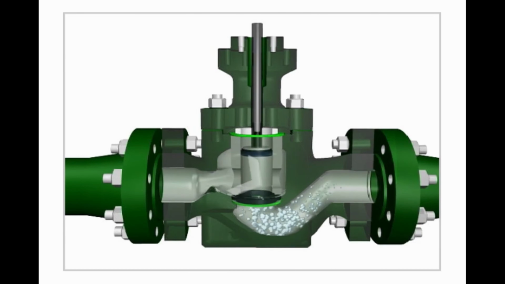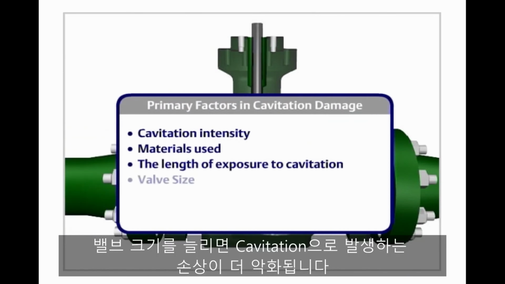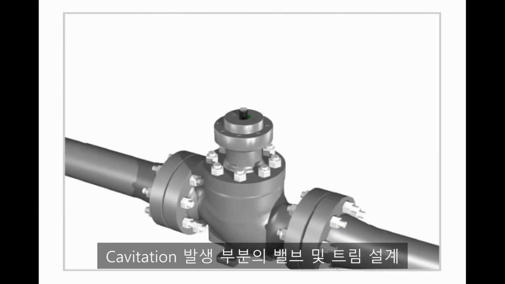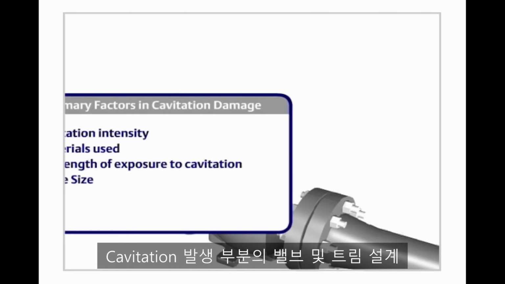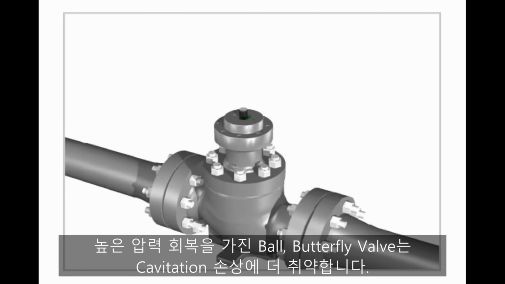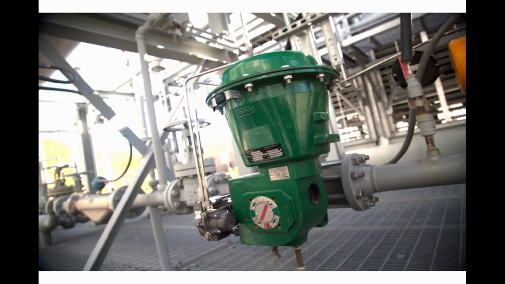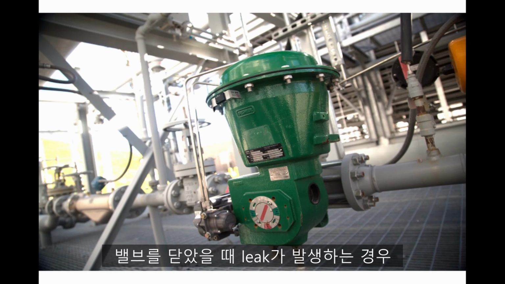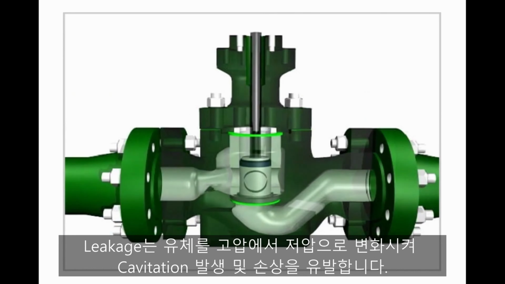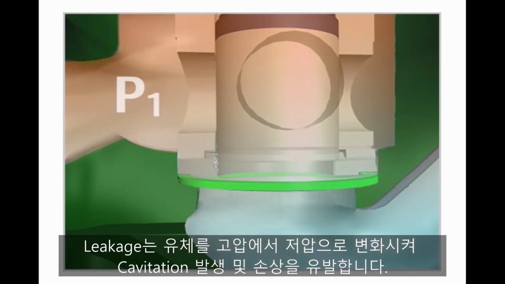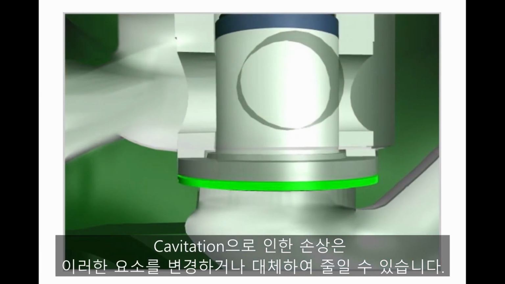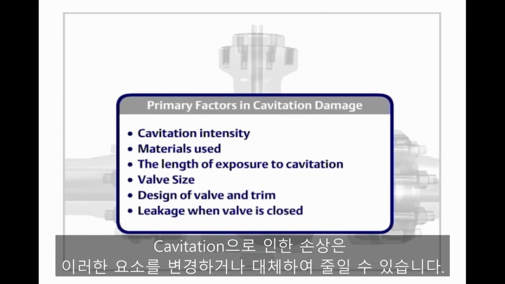Valve size. Increasing the valve size tends to make the effects of cavitation worse. The design of the valve and trim in the area of cavitation. High recovery ball and butterfly valves are more susceptible to cavitation damage. If there is leakage occurring when a valve is closed. Fluid leakage moves fluid from a high-pressure area to a low-pressure area, which results in cavitation and potential damage. Cavitation damage can be reduced by altering or accommodating any of these factors.